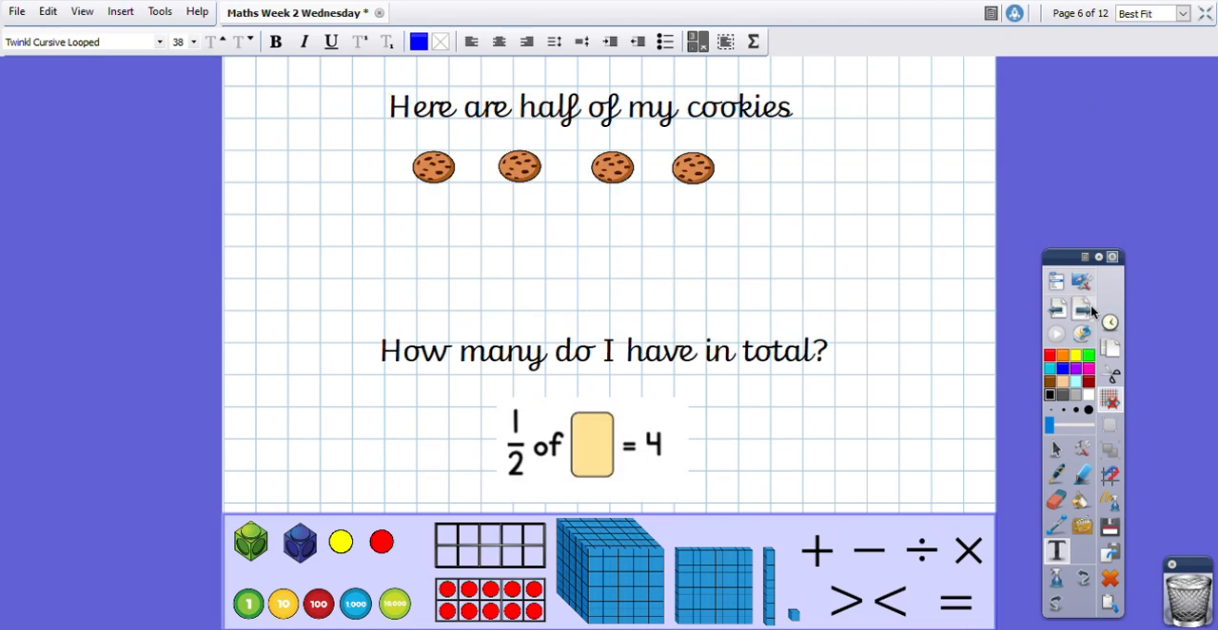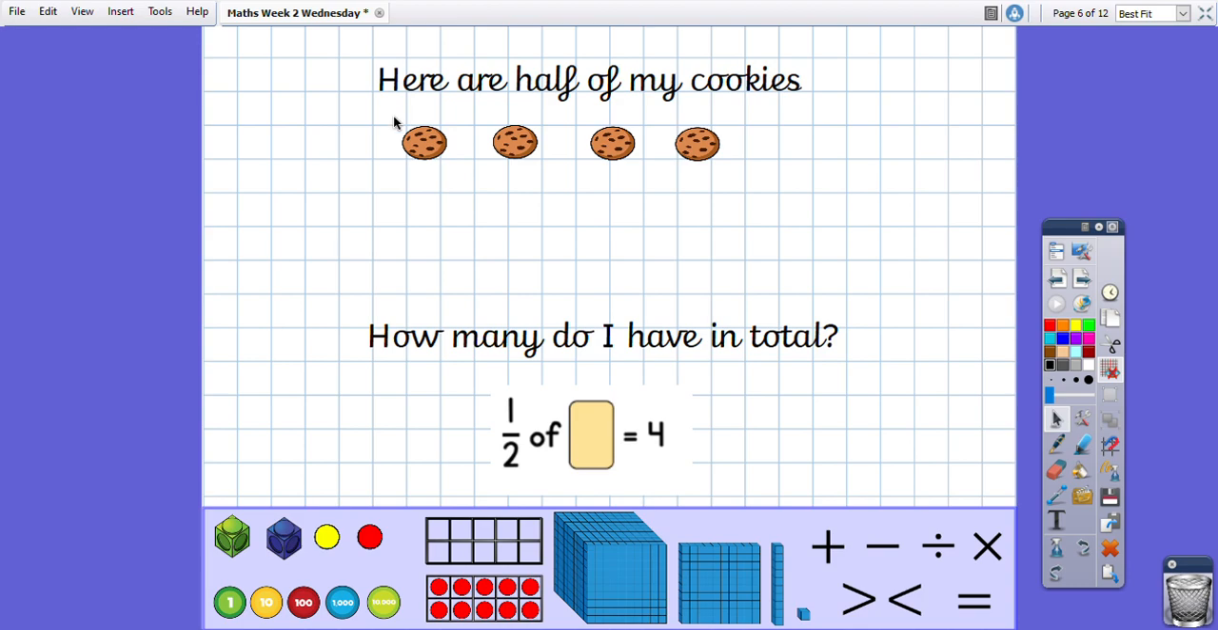Now, this one's a bit trickier, so listen carefully. Here are half of my cookies. I've only got half of them out of the packet. The other half is still in the cupboard. But I want to know then, how many have I got in total?